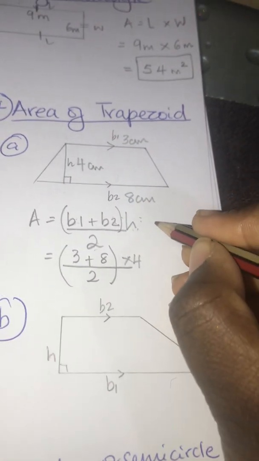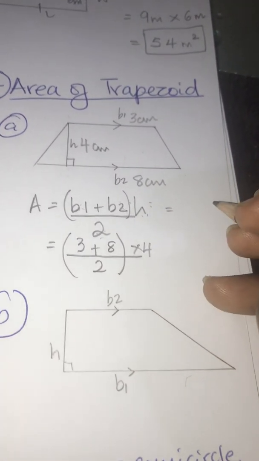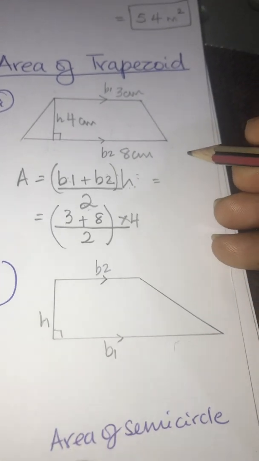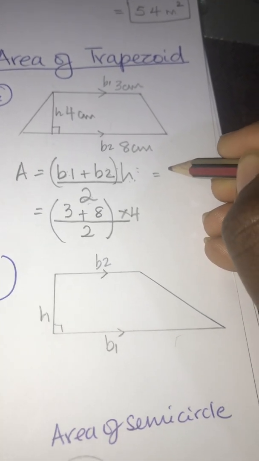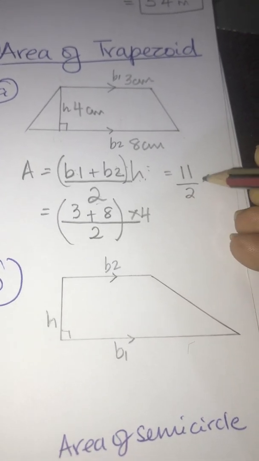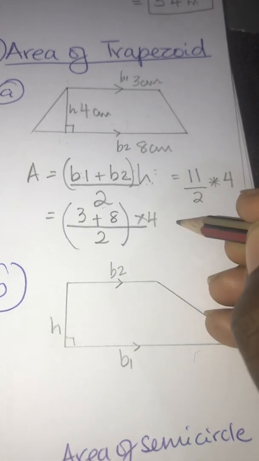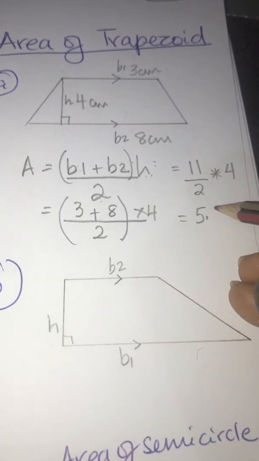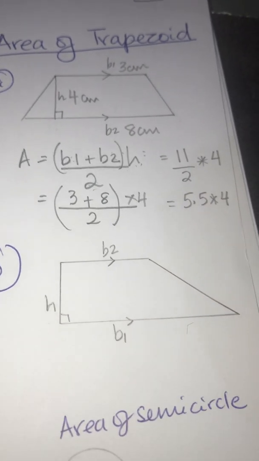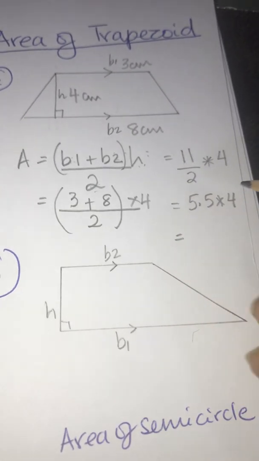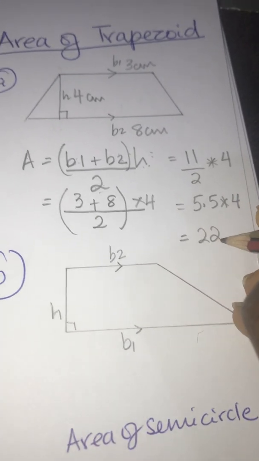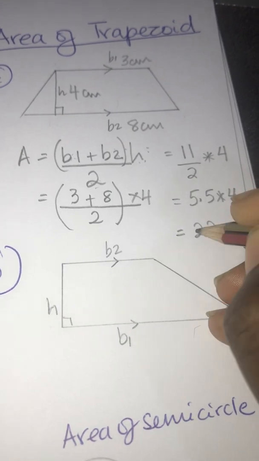Okay, I will continue over here. 3 plus 8, that should be 11 over 2, and multiply by 4. So 11 divided by 2, multiply by 4. Then I have 5 and 5/10, and I multiply by 4. And my answer should be 22. Okay, so 22 centimeters squared.